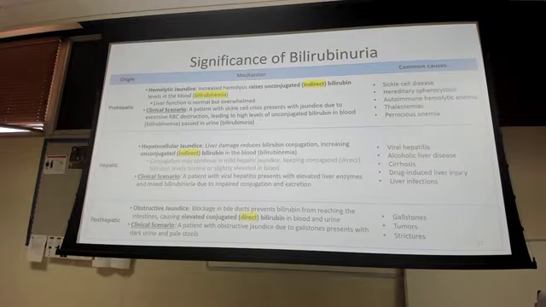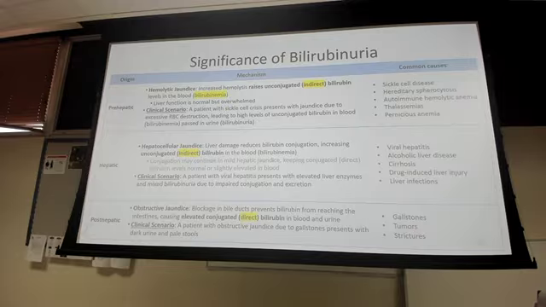All right, so what's the significance of bilirubinuria? We have prehepatic, hepatic, and posthepatic. Prehepatic, you have hemolytic jaundice, which is an increase in hemolysis. This raises the unconjugated or indirect bilirubin levels in the blood. You have hepatic, whose mechanism is hepatocellular jaundice. The liver damage reduces bilirubin processing and increases unconjugated indirect bilirubin in the blood.